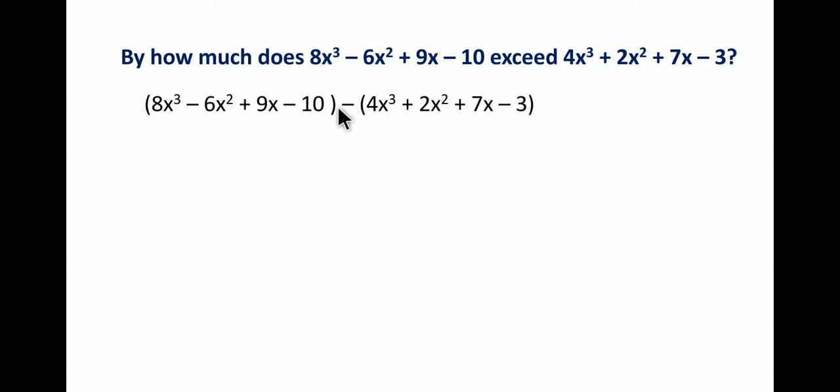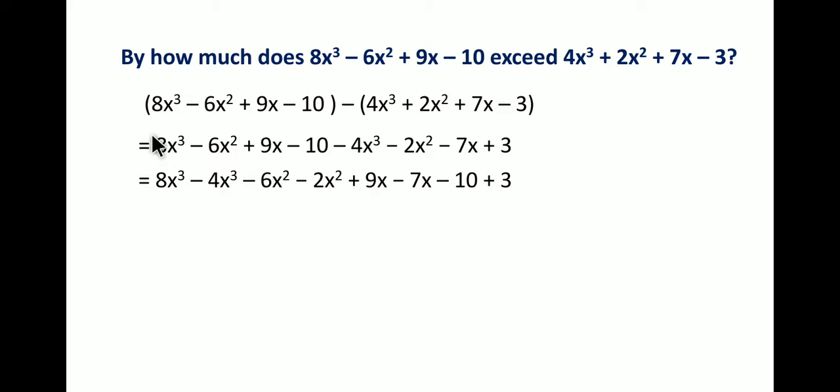So let's open the bracket. These terms come down as they are, but these terms will change the sign. So minus 4x cubed, minus 2x squared, plus 7x becomes minus 7x, and minus 3 becomes plus 3. In the next step we will bring all the like terms together: 8x cubed and 4x cubed, 6x squared and 2x squared, 9x and 7x, and similarly 10 and 3, written together.